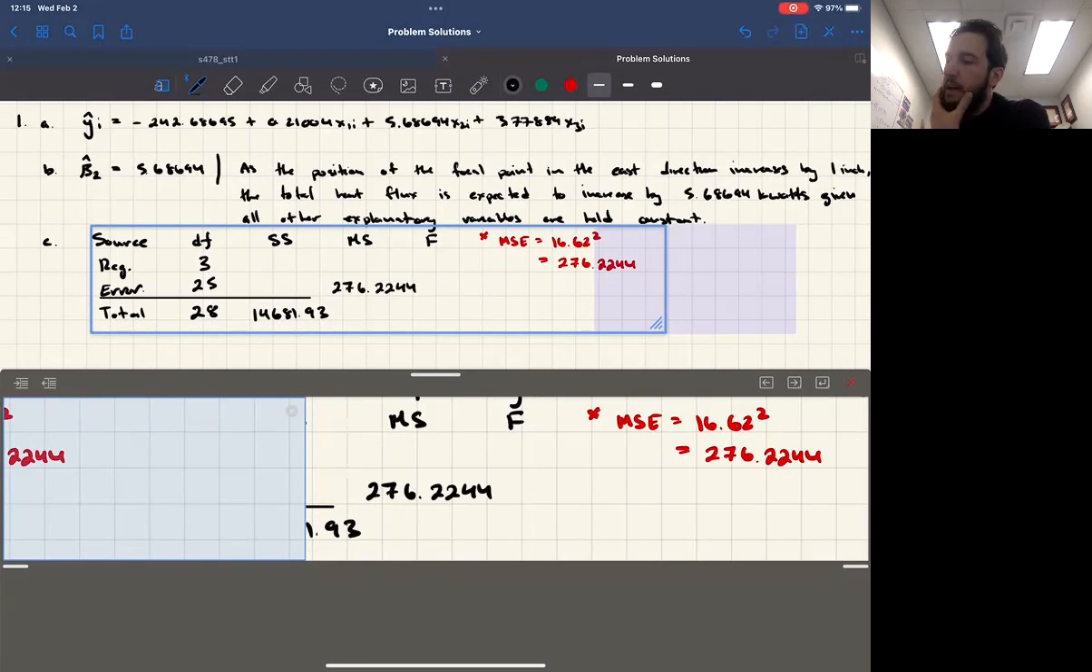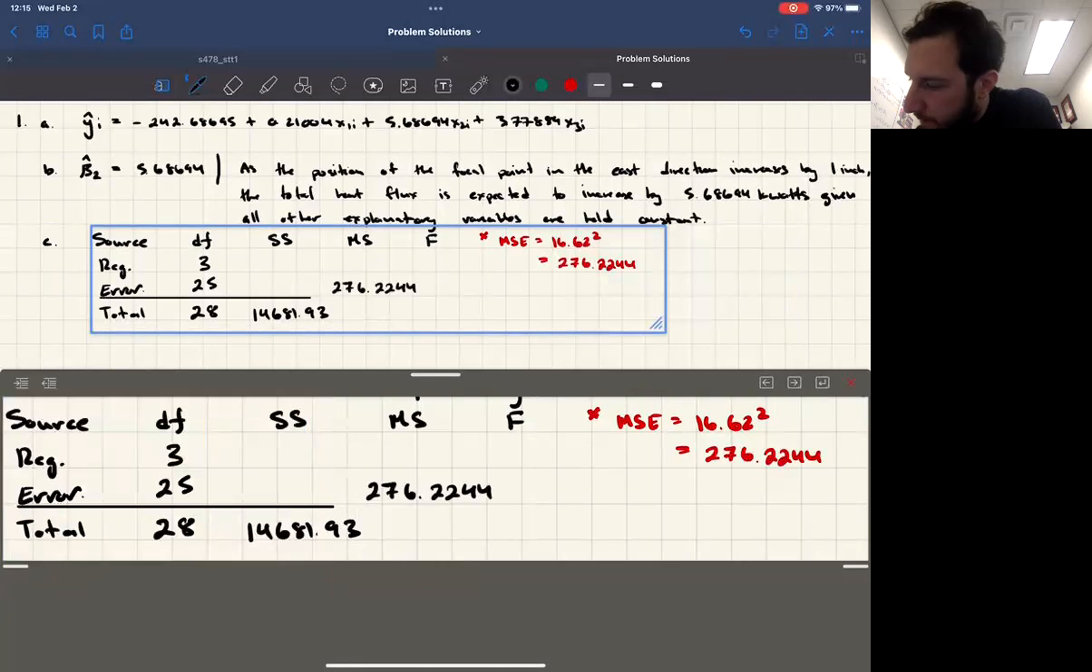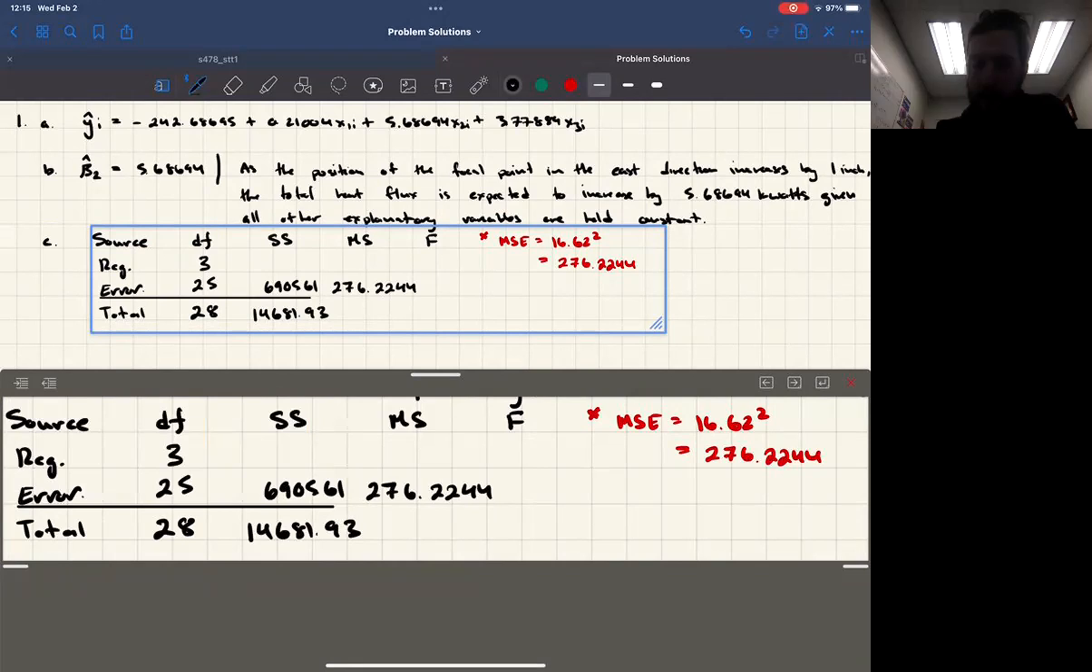So we can start by getting SS error. So we know that the mean square is the sum of square divided by its degree of freedom. So that means that the sum of square error is going to be 276.2244 times 25, which is going to be 6,905.61. And then the sum of square regression is just going to be the difference between the total and that SS error.